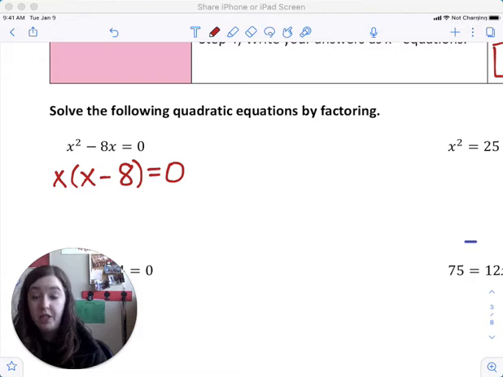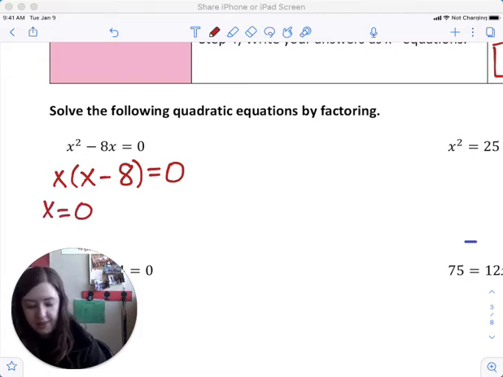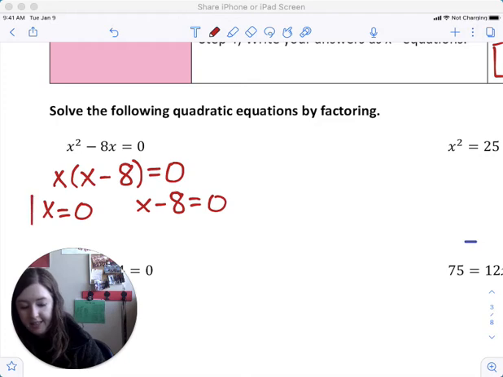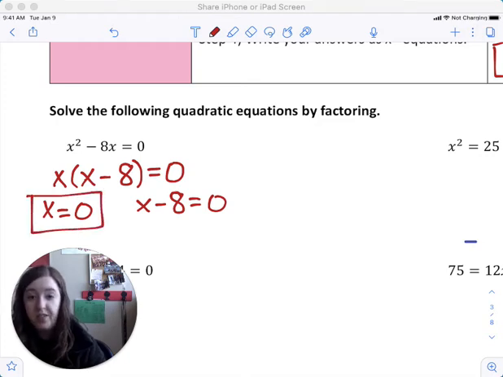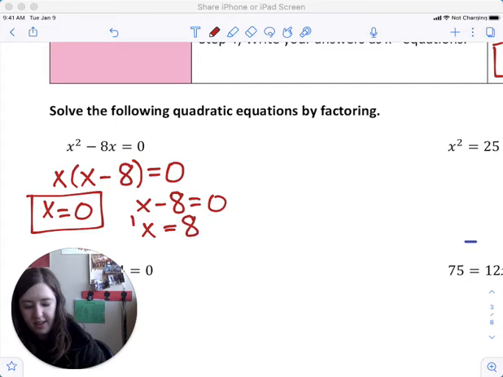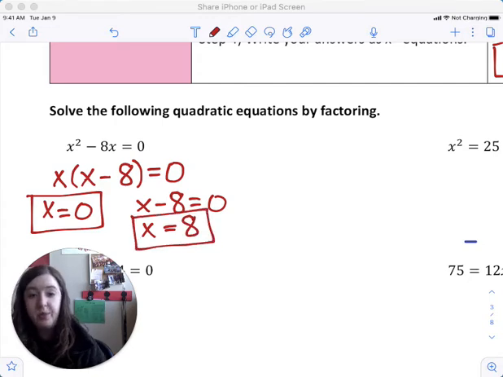So since we have plain old x's in there, we are all done factoring. So we have to use the zero product property now. So we'll set x equal to 0 and x minus 8 equal to 0. X equals 0 is already solved, so there's one of my answers. We'll add 8 to the other side of my other equation, and we'll get that x equals 8.